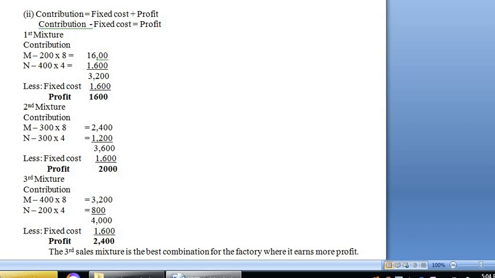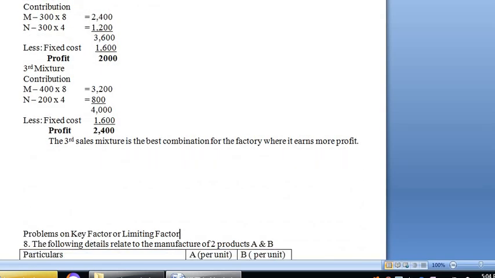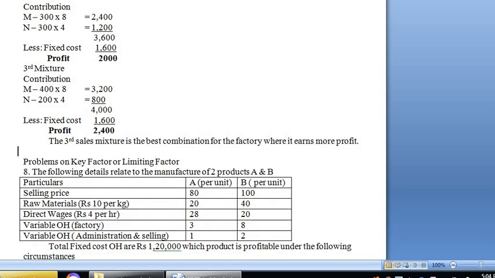Okay, now we are going to solve one more problem, last problem on this unit, that is key factor or limiting factor. Key factor or limiting factor in the sense, like whenever the material is in short supply, or if the material is in excess supply, or even you can say suppose labor supply is very less. Okay, so there we will be using limiting factor, or it is also called key factor. So we are going to solve one problem on that.